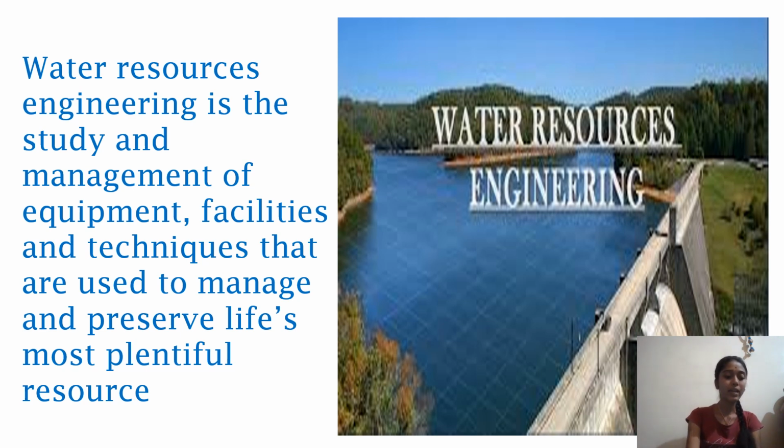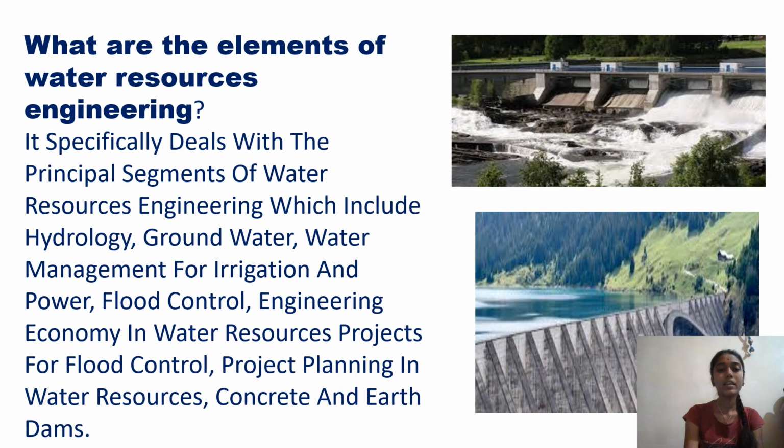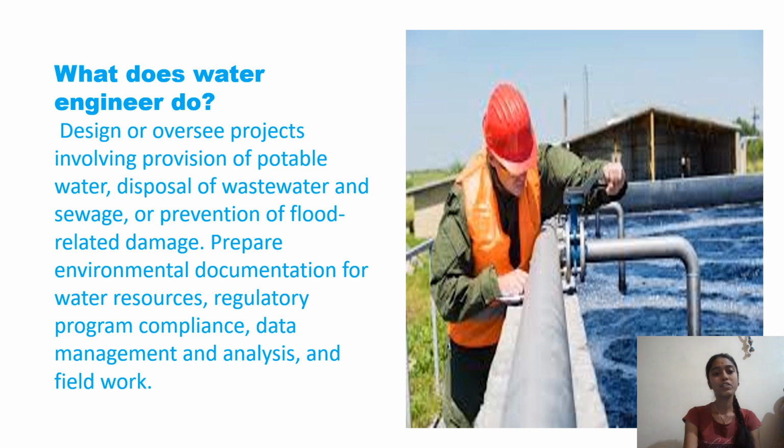Engineers have learned to tame the water resources by construction of dams, construction of bore wells, and construction of hydroelectric plants for the benefit of mankind. Let us know what are the elements of water resources engineering. It specifically deals with the principal segments of water resources engineering, which include hydrology, groundwater, water management for irrigation and power, flood control, engineering economy in water resources projects for flood control, project planning in water resources, concrete and earth dams.